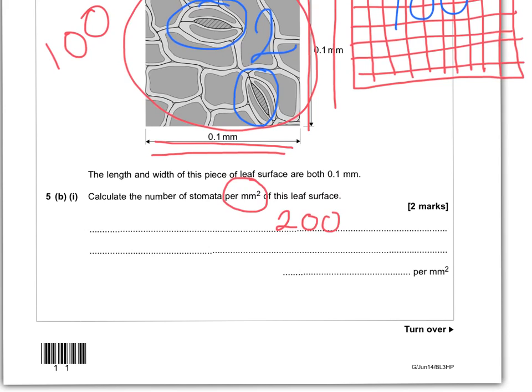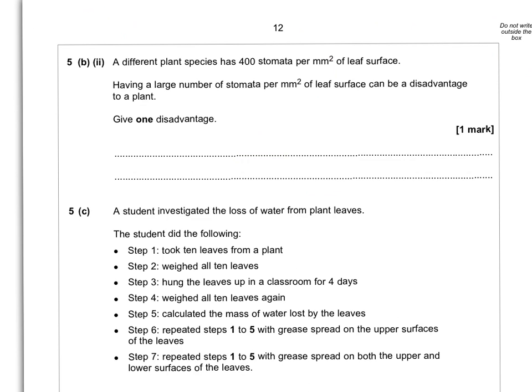Let's turn over. A different plant species has 400 stomata per square millimetre. Having a large number of stomata can be a disadvantage to a plant. Give one disadvantage. Well, it means that they will lose more water. So more water loss is the answer. It also means that the plants will wilt in hot conditions, or that they don't survive so well in hot conditions. But simply just put the disadvantage is greater or more water loss. That will get you the mark.